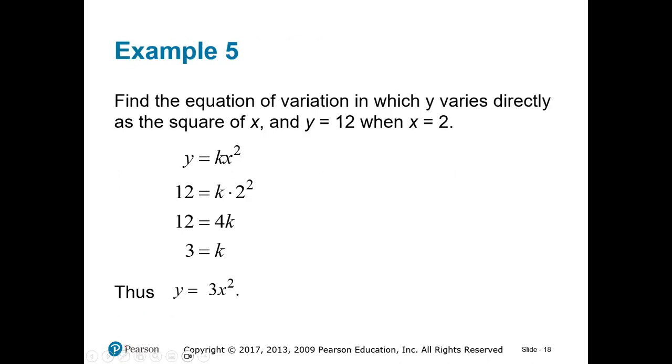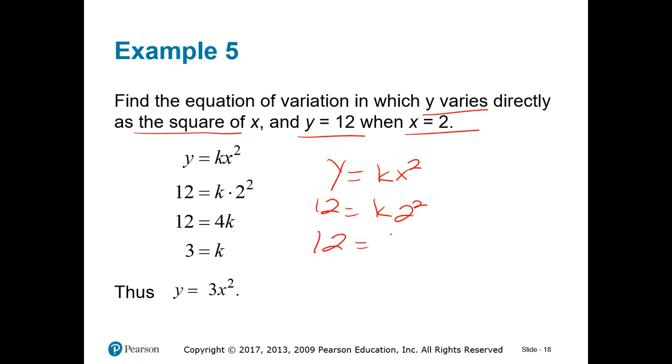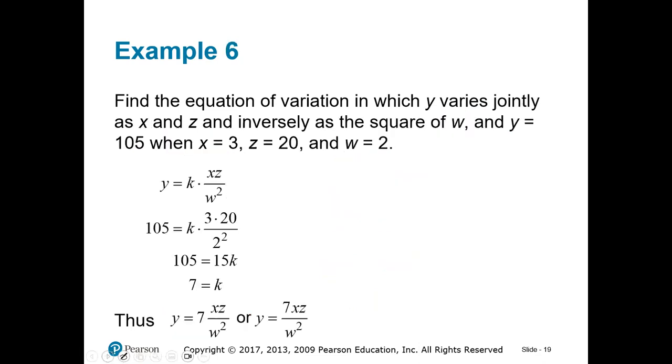Okay. So now we want to find the equation of variation in which y varies directly as the square of x when y is equal to 12 and x is equal to 2. So we're just going to plug it in our formula here. And now we have this, and then solve for k. So we're doing what we have been the whole time. So now we have our model. Okay, so that's what we want to work with.